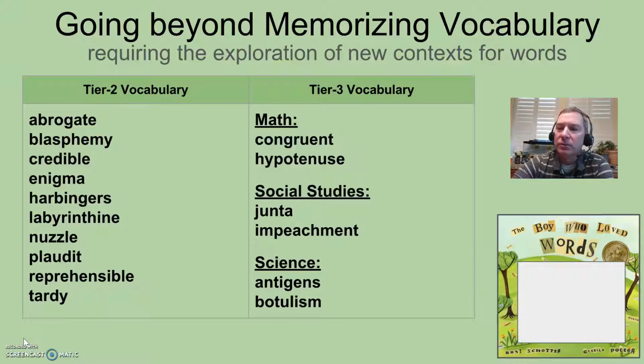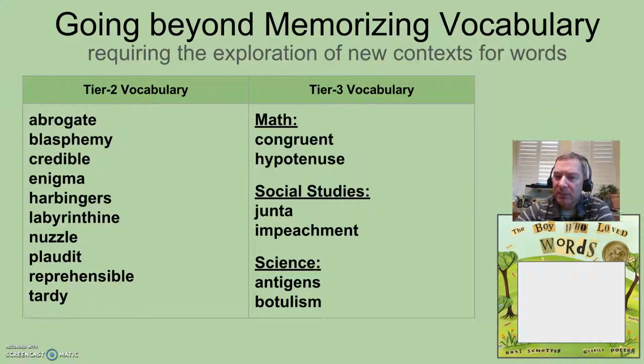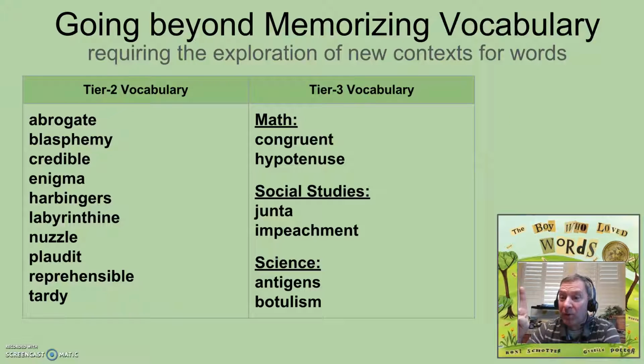I'm going to make myself The Boy Who Loved Words and talk to you about the difference between Tier 2 and Tier 3 vocabulary to get started. First of all, there is a Tier 1. Those are your sight words. Those are your words you don't really need to look up in the dictionary.